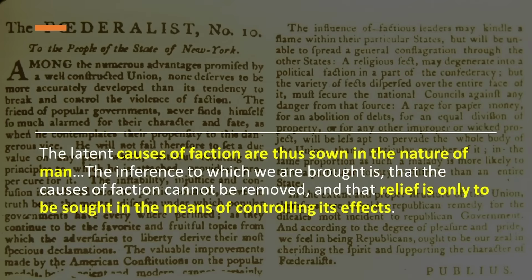And again, we see why this is difficult. Madison says that the causes of factions are sown in the nature of man, meaning that it's natural. People are always going to form groups with other people. They're going to find people who are similar to them, who have similar interests, similar views, similar hobbies, whatever it might be. It's natural. So we're brought to the conclusion that the only relief when it comes to this problem of factions is going to be controlling its effects.